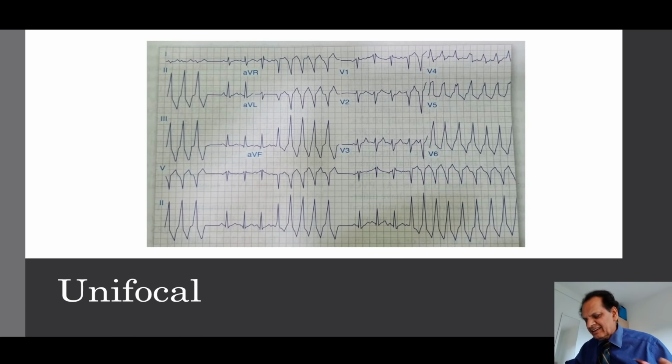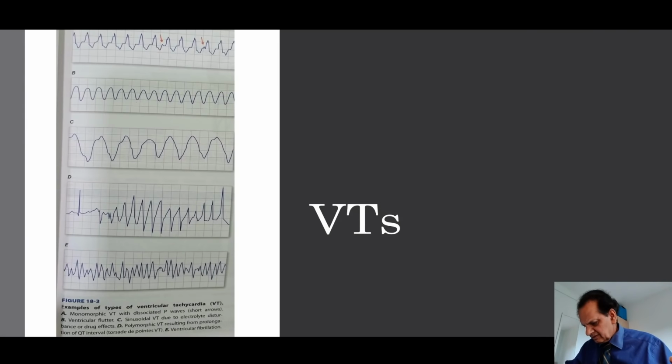Monomorphic tachycardias, repetitive. Very good picture that way. This is the picture of monomorphic ventricular tachycardias, several types of VT. We read them one by one. The first one is the dissociated P waves, but this VT is very clearly visible.